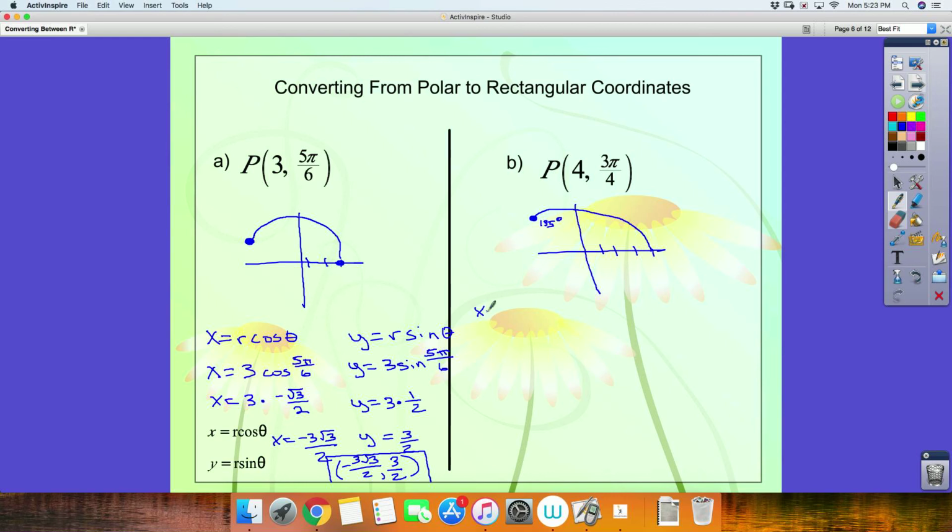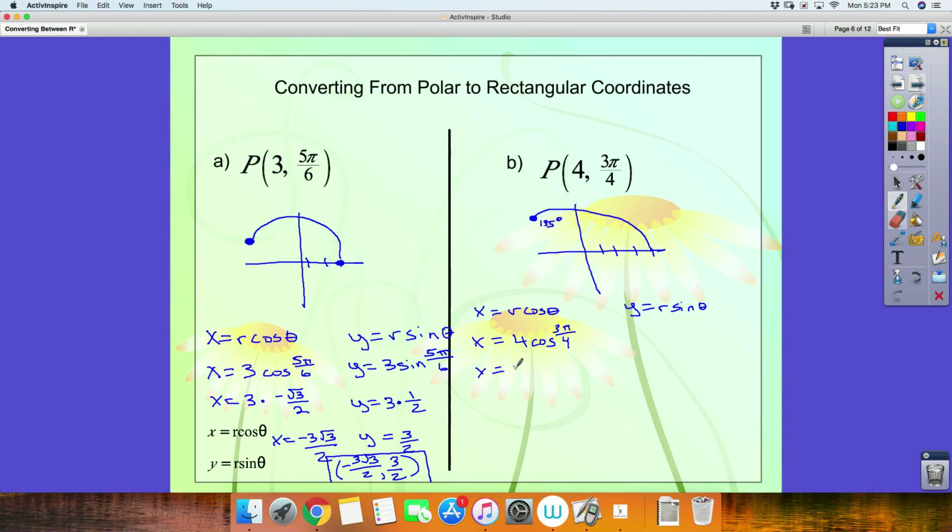So we're just going to use our rules again. x equals r cosine theta, and y equals r sine of theta. So starting with our x, we do x equals 4 cosine 3 pi over 4.